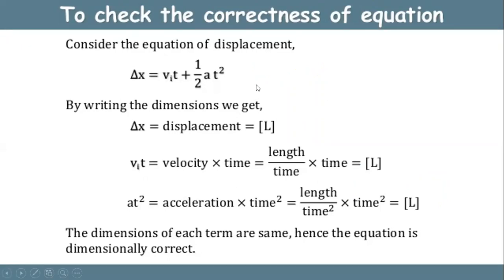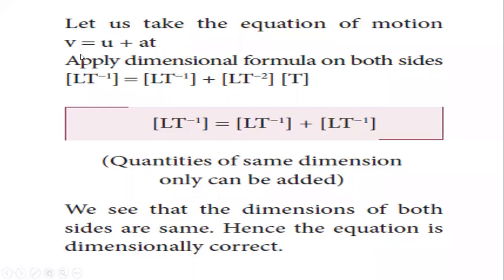Now we'll go for another example here. Let us take v is equal to u plus a t. v is your final velocity, u is your initial velocity. Okay. So the dimension for velocity is what? Length by time, so LT raised to minus 1. Initial velocity is also same. Acceleration is what? LT raised to minus 2 into time, so T raised to minus 2 plus 1. So it is T raised to minus 1.